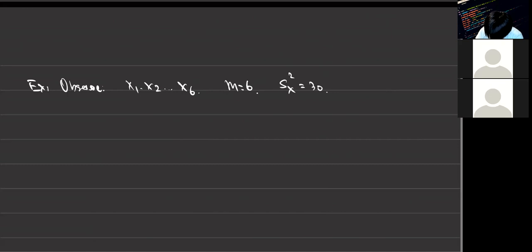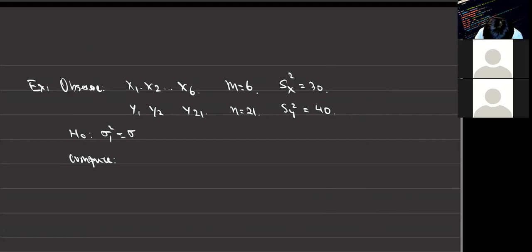All right, so the second sample, y1, y2, all the way to y21. It's a different sample size, obviously 21. And the problem tells you what s of y is. This is going to be 40. All right, so now the math is very simple. Actually, before I write that, let me write out the hypothesis. The goal is to determine the null hypothesis versus the alternative that one variance is greater.